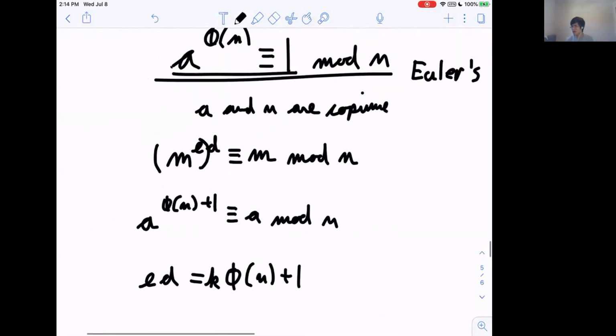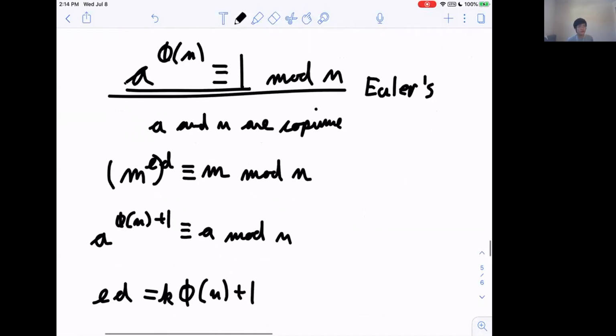Before I continue, the phi function is called Euler's totient function. What that is is out of scope for this, but essentially it's the number of integers between 1 and n minus 1 that are co-prime with n. Again, I won't get into too much specifics for that.